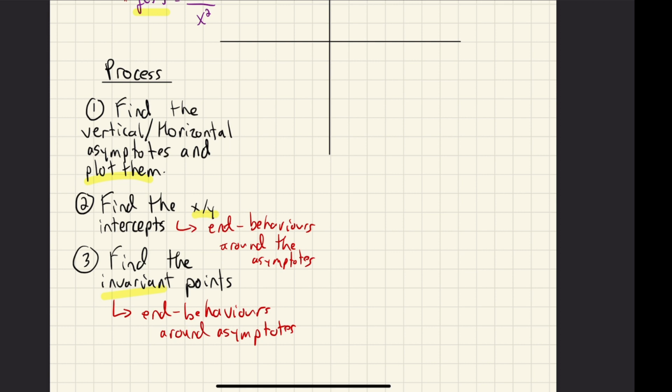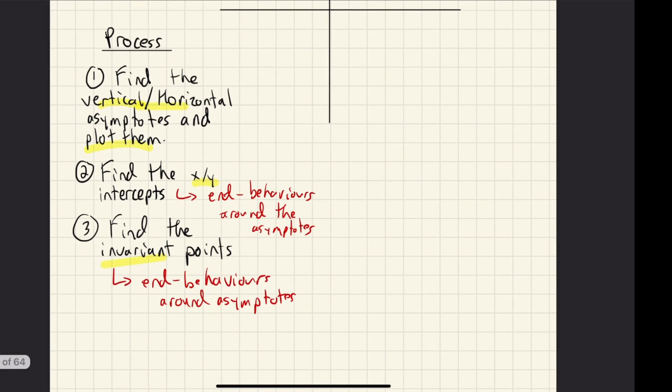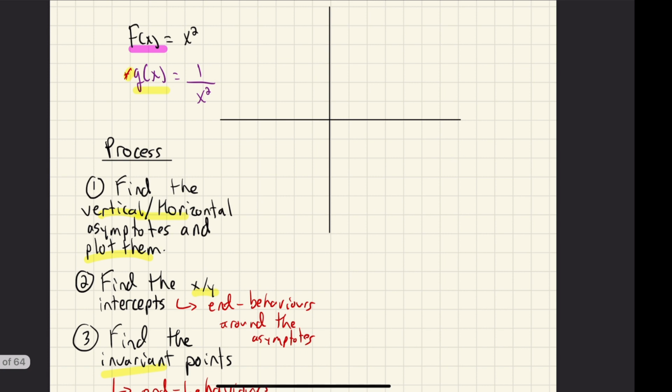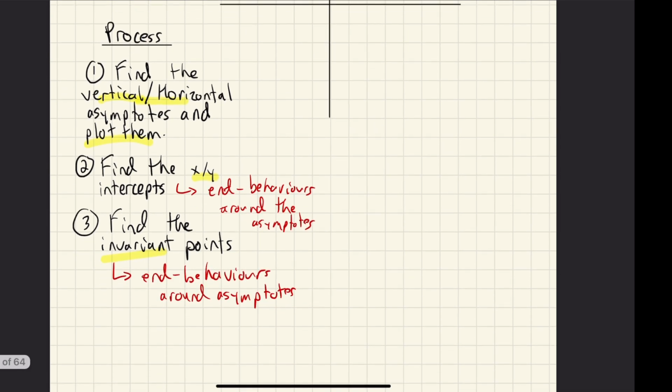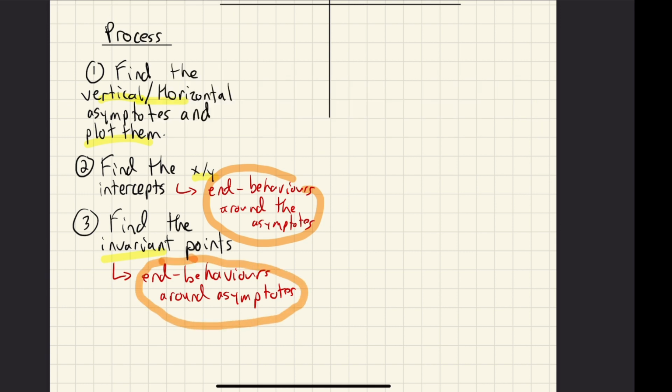So first we're going to find the horizontal and vertical asymptotes and plot them. Then we're going to find the x and y intercepts of the reciprocal function. And then we're going to find the invariant points with respect to, of course, the original function. And then after that, and I kind of put it as a secondary note because you kind of do it at the same time, we're going to find the end behaviors around the asymptotes once we have these plots pointed.